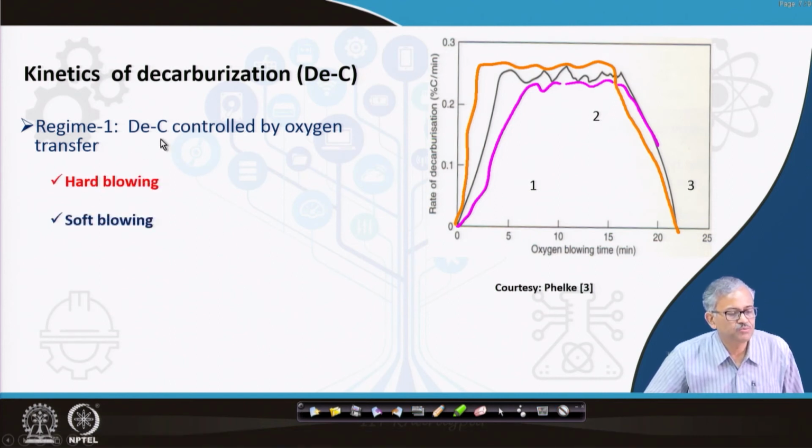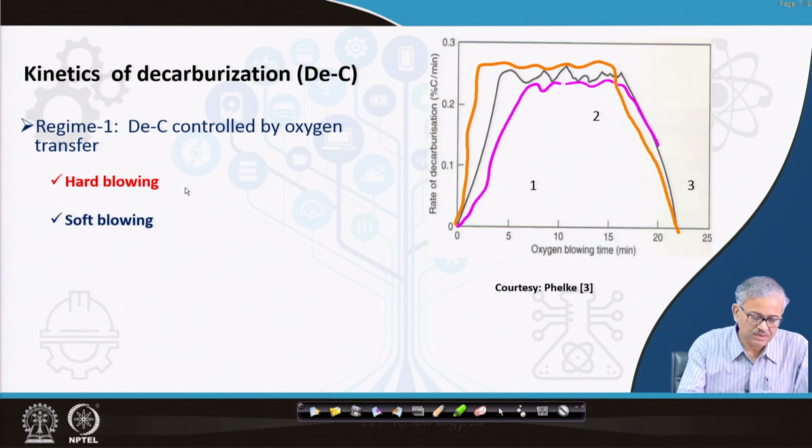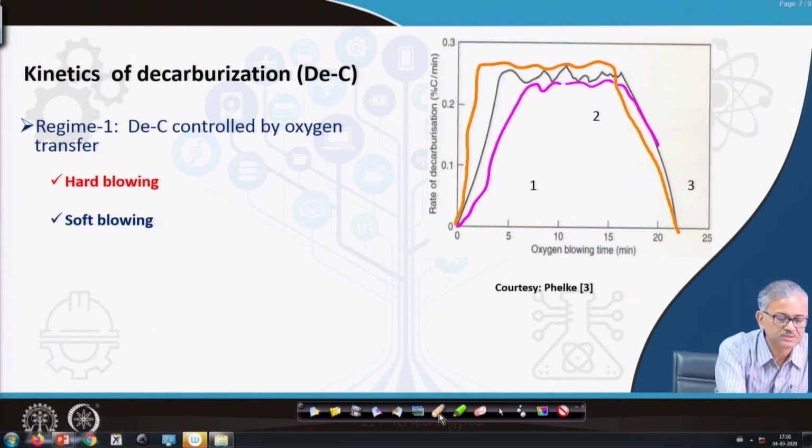In this regime 1 you have a hard blow and a soft blow, as I said. With hard blowing, if you have a high JFN number, the decarburization rate is very high, but the drying of slag is a problem. So slag can get dried off, dry slag. You can write this: the decarburization rate, dC/dt, is very high.